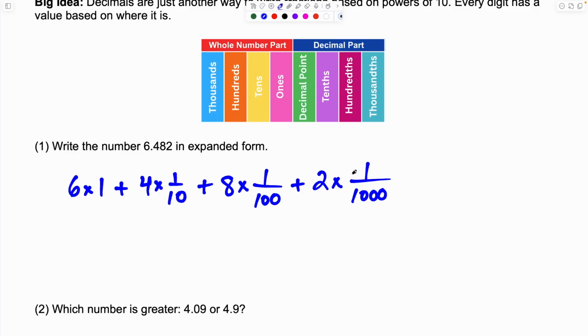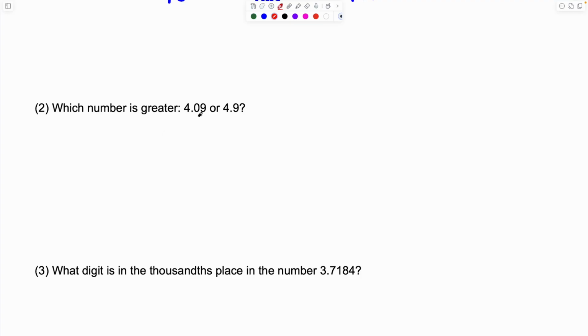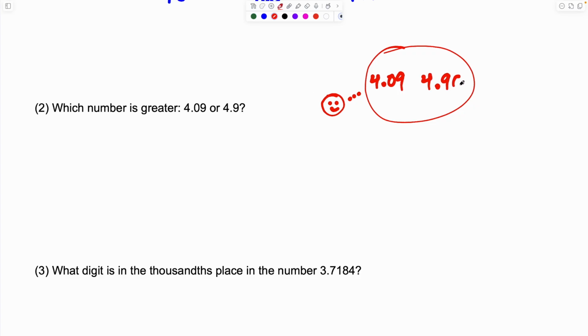Question 2, which number is greater, 4.09 or 4.9? For this question, there's a nice idea that we could use. When we're looking at decimals, we're allowed to add extra zeros at the end of the number as long as we're to the right of the decimal. So when I'm comparing 4.09 and 4.9, I think of 4.9 as 4.90.